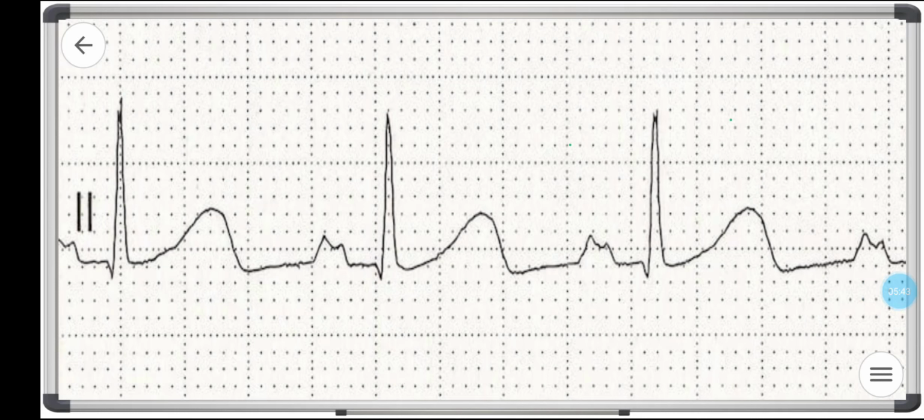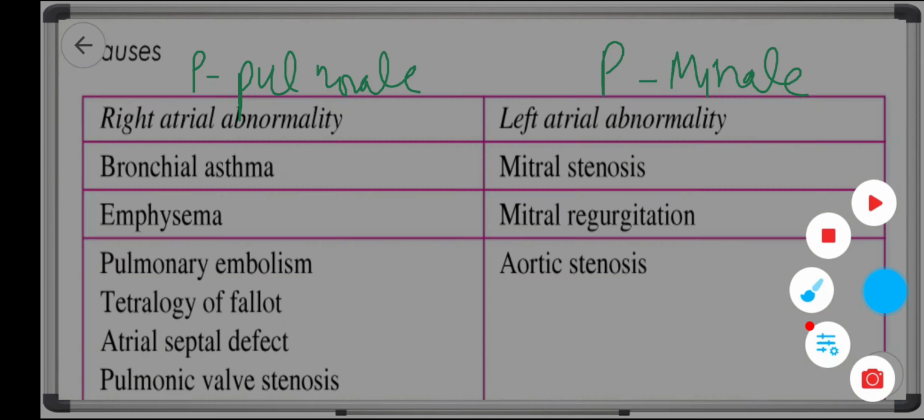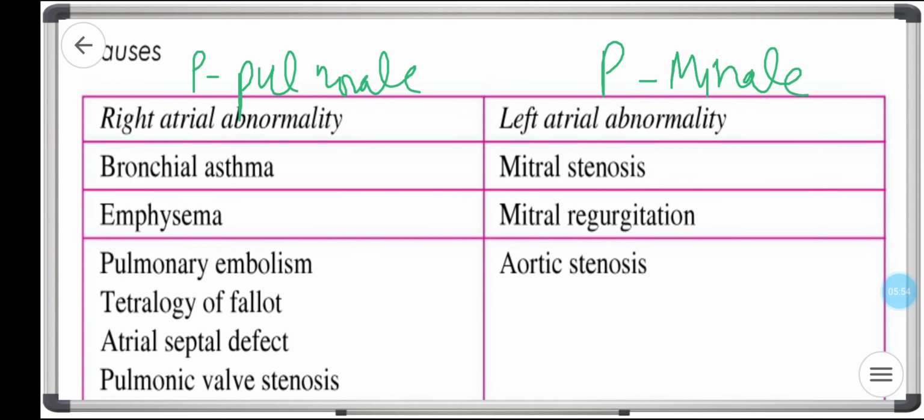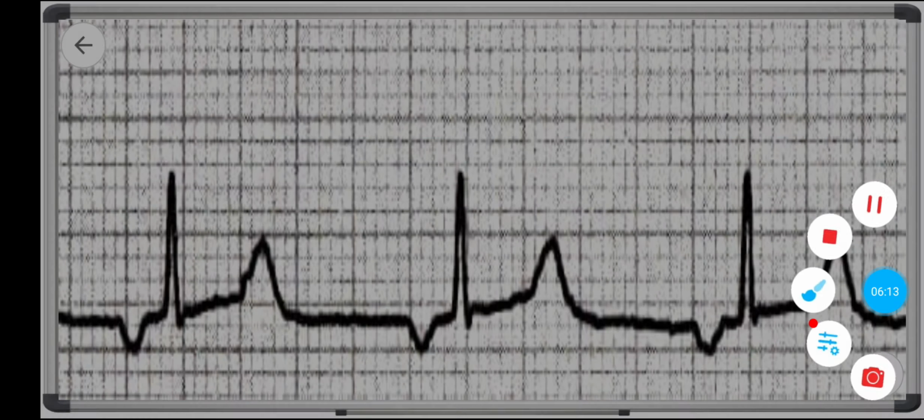Here you can see a wide P wave, or a notched P wave. That is the P mitral, seen in left atrial enlargement. So let's look at some of the causes of the P pulmonale, which leads to right atrial enlargement. There could be bronchial asthma, emphysema, pulmonary embolism, TOF, ASD, and pulmonary valve stenosis. And the P mitral, as I already said, is seen in mitral stenosis, and could be in mitral regurgitation and aortic stenosis.